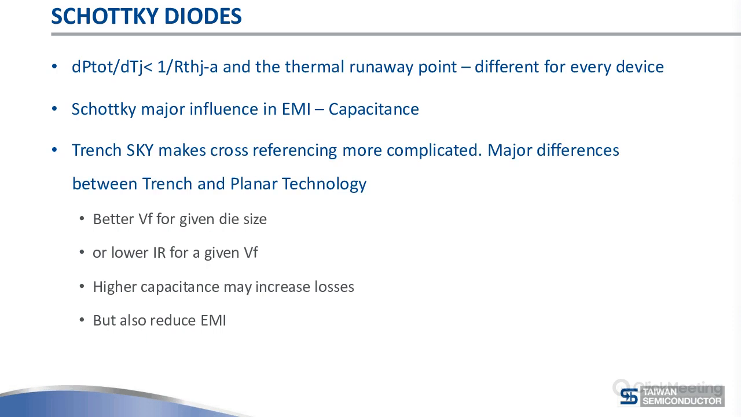When you change Schottky diodes, you're also going to change the EMI because the capacitance is going to be different. It's trickier these days if you switch trench Schottky with planar Schottky. Two different technologies are now used to manufacture Schottky diodes, and they are completely different. The trench Schottky is the newer technology. It has a better VF for a given die size or a lower IR for a given VF, so it is the better technology of the two, but it comes at a certain wafer complexity penalty or price penalty sometimes.